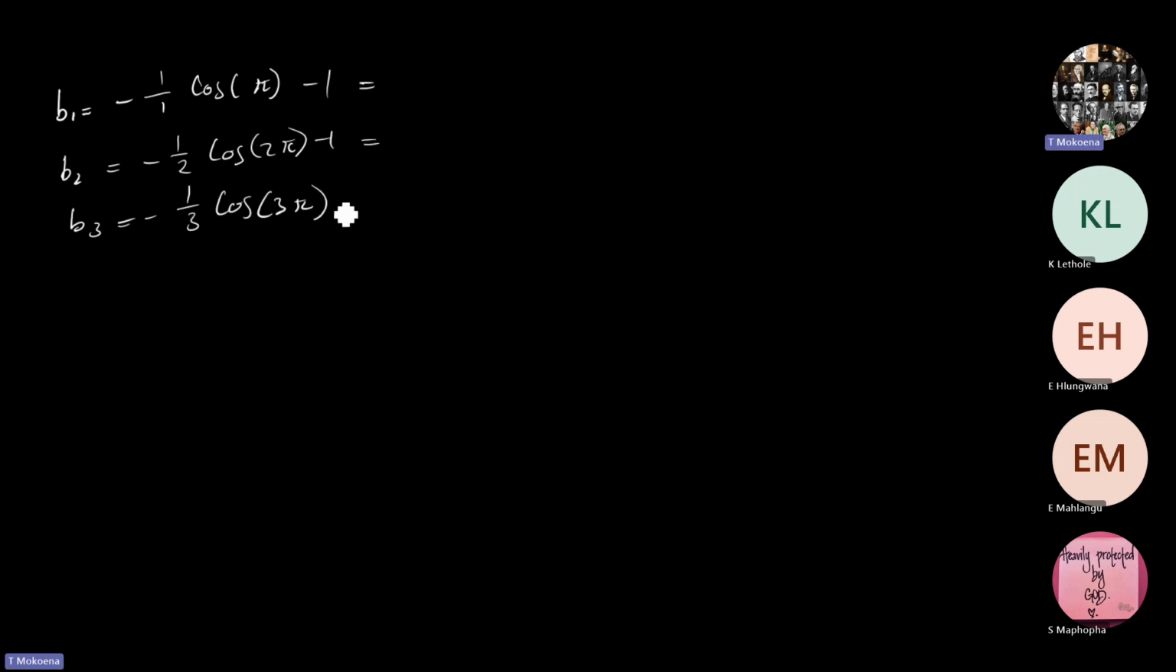So to get b1, we say it's negative 1 over 1 cos 1 pi minus 1. To get b2, we'll get the answer there. Here we're going to get negative 1 over 2 cos 2 pi minus 1. To get b3, we're going to say negative 1 over 3 cos 3 pi minus 1. What will be the answer over here? What will be the value of B1?